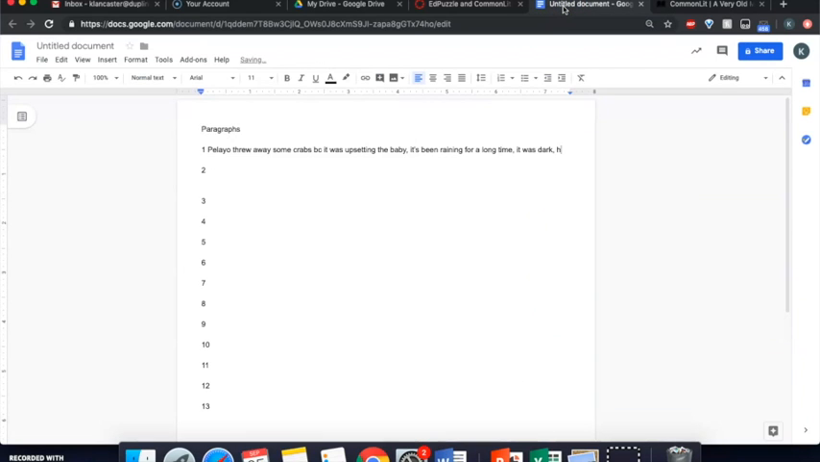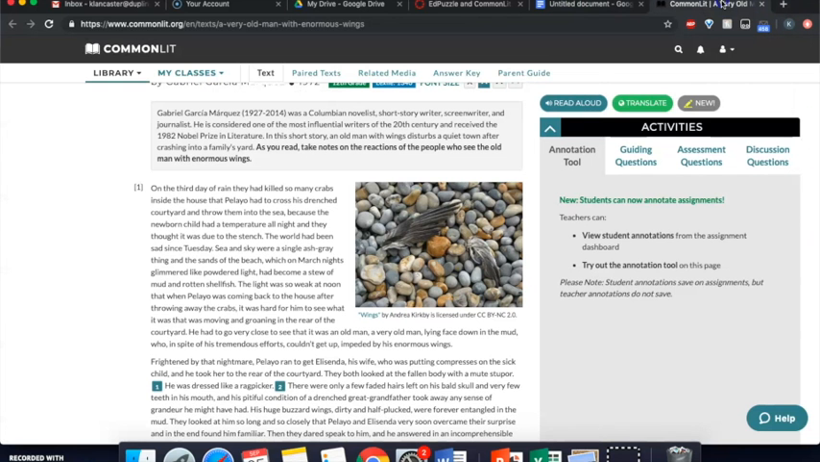Okay. He found an old man with wings who couldn't stand up. So those are the 3 or 4 main things that happened. Pelayo threw away some crabs because it had been upsetting the baby. He talks about how it's been raining for a long time and it's dark. And then Pelayo finds an old man with wings who can't stand up. So that's the road mapping part.